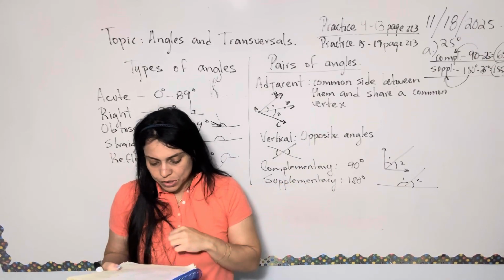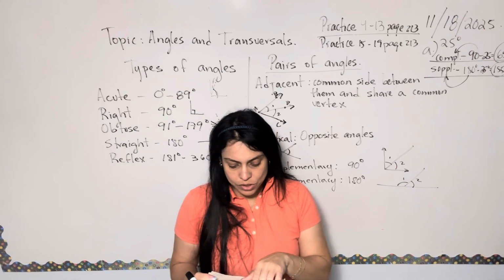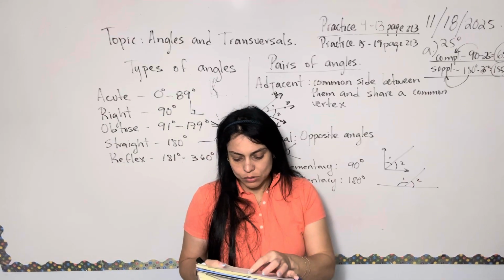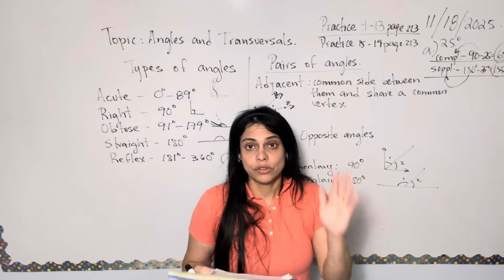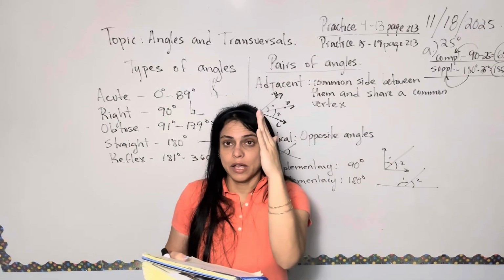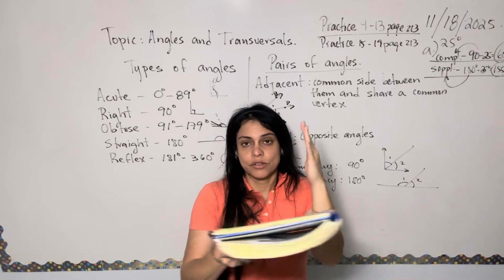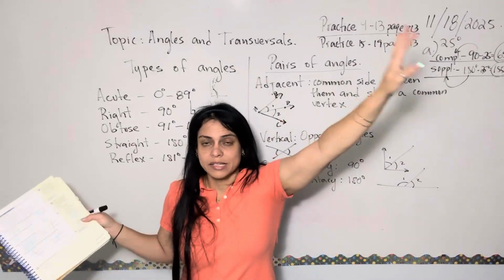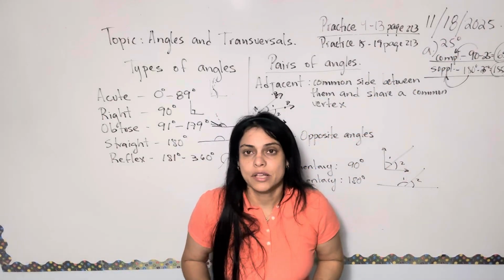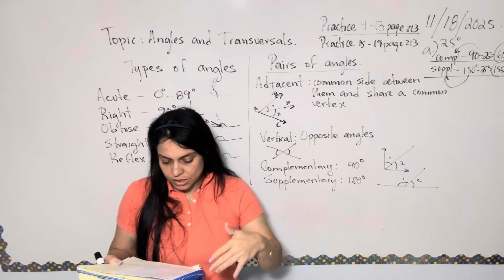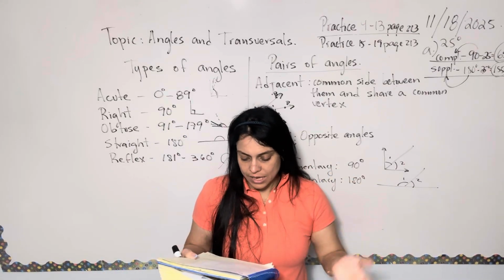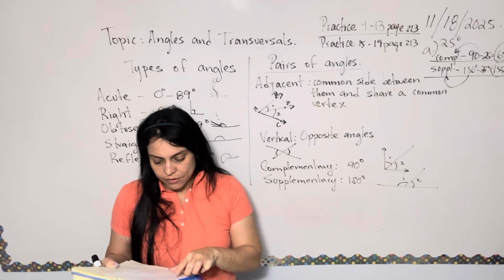So number 21, what is the name for the relationship between 1 and 8? Now look at 1 and 8. So 1 and 8, as I told you, they are not on the same side, right? One is on the right, the other one is on the left at the very exterior section. So that's why we call them alternate angles, okay? Alternate exterior angles.